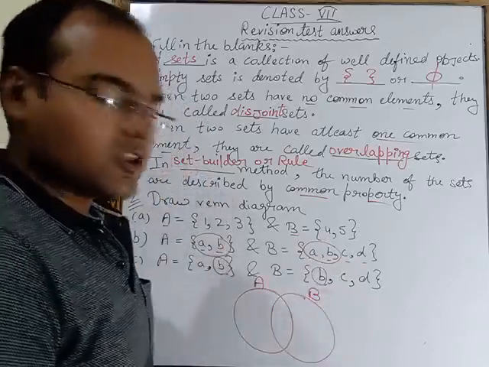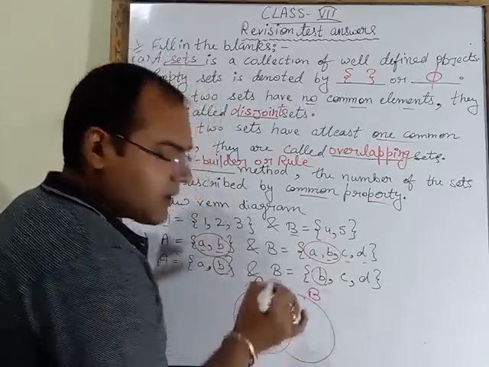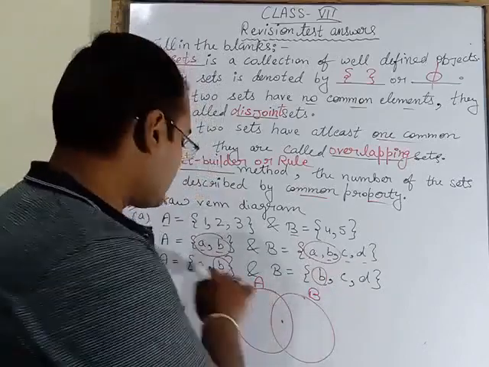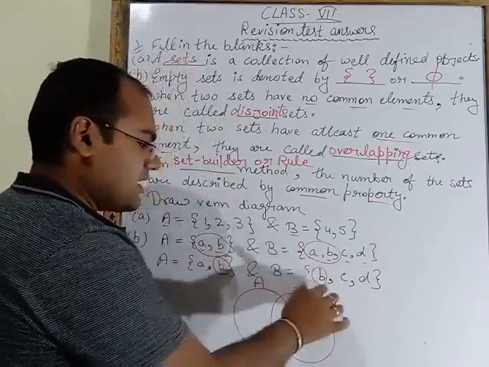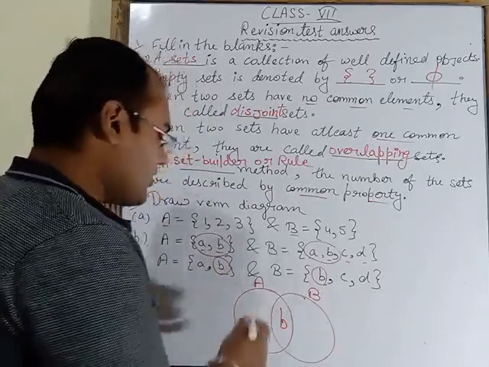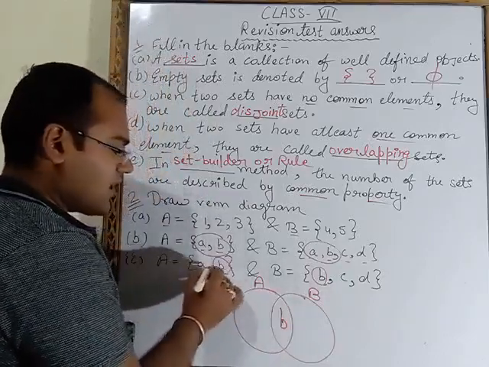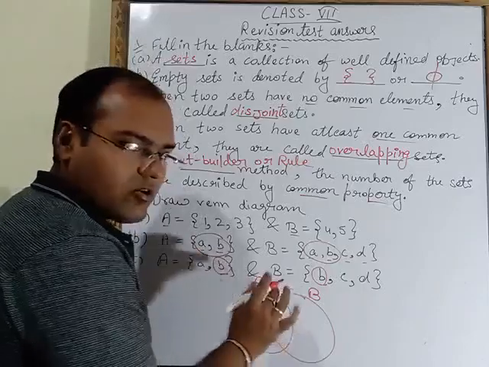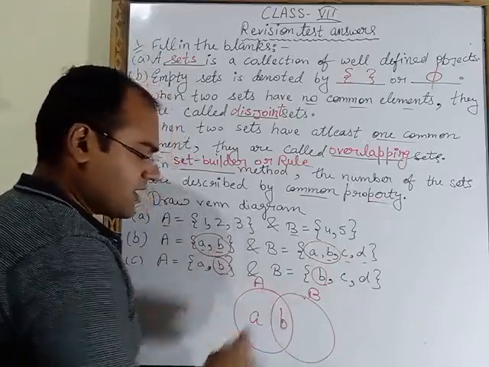Now after that you have to fill this part first. In this part you have to fill the common element. What is common in A and B? B is common in A and B, that's why we will fill B here. Now in the circle A we have to fill. B we have already written, so here we will fill A.